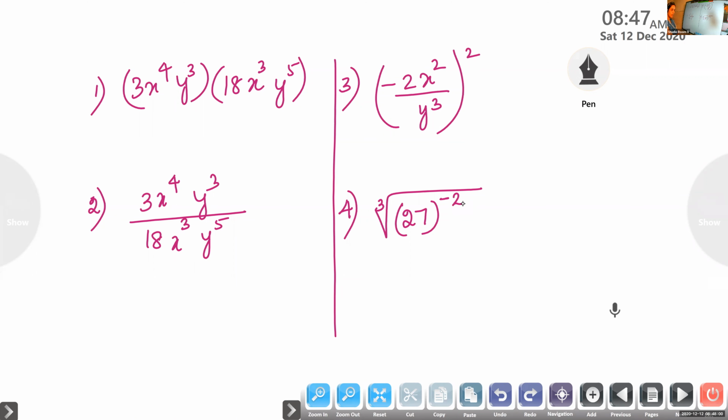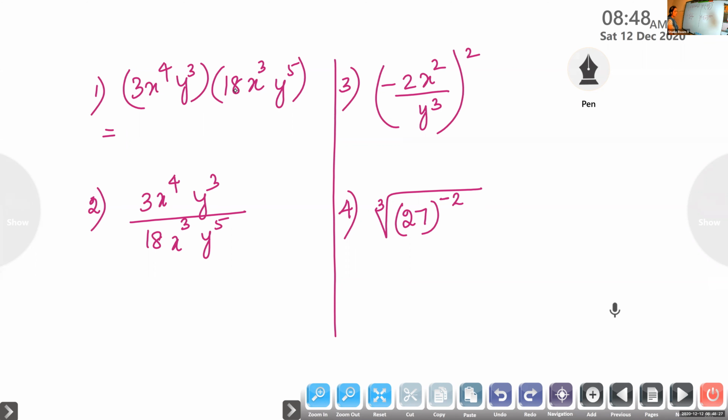What you have learned now, the properties and all, we are going to use it now. How to do this? Look at the first one. We are going to multiply, isn't it? When you multiply, we group the terms. Base is same means add the powers. When we multiply, same base means add the powers. So here, first you multiply.